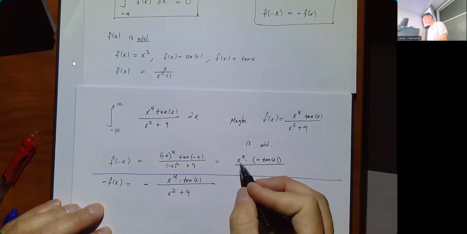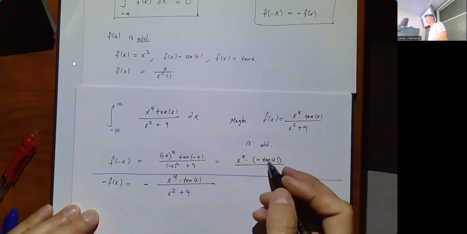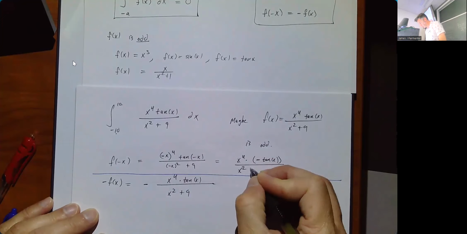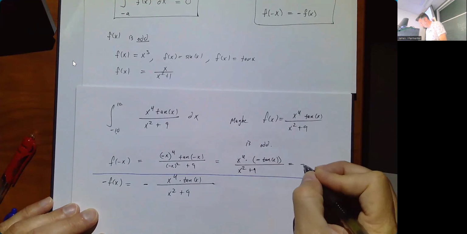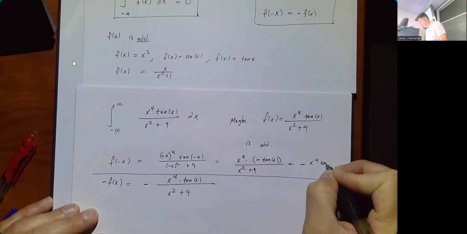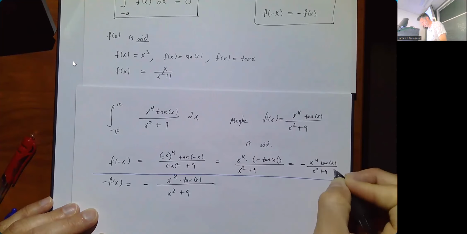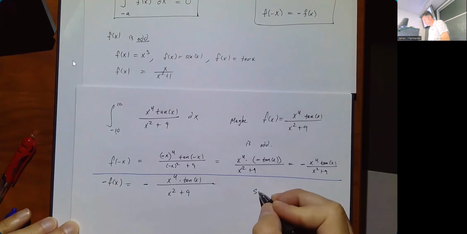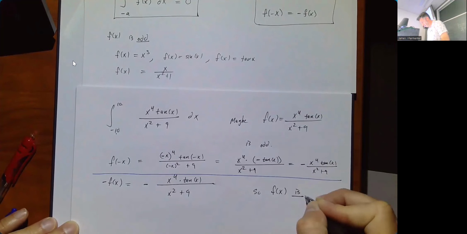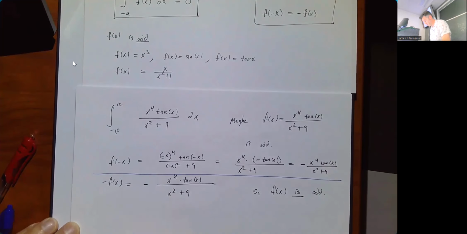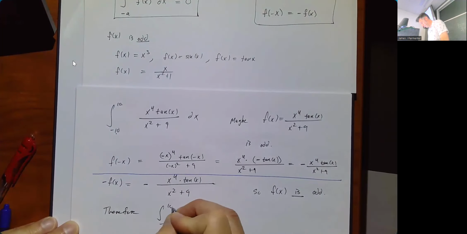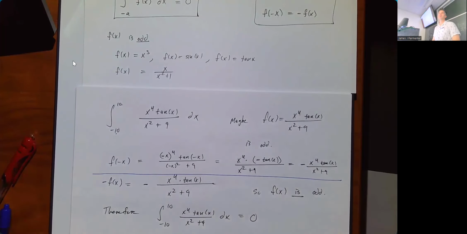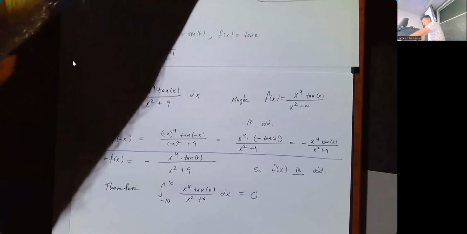Now I should point out that's not x to the 4th minus tangent, it's x to the 4th times negative tangent. And then on the bottom I have x squared plus 9. And look, that's exactly equal to negative x to the 4th times tangent of x over x squared plus 9. So now we've shown that f of x is indeed odd. Therefore, we can confidently state that the integral from -10 to 10 of that gross looking function has to be 0. Because I don't know what this function looks like.